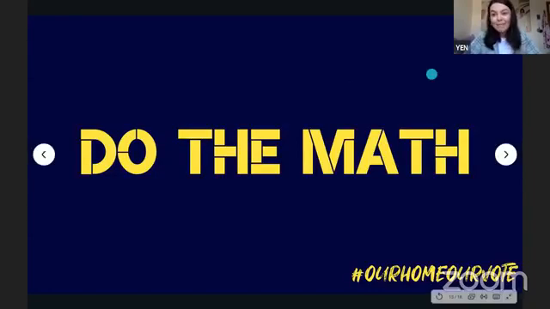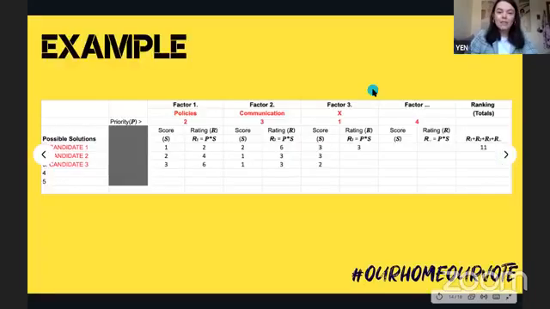So the next part is mathematics, and don't run away. I know some people get really scared when they hear mathematics. It's a scary thing, but this is super basic and really easy to do. So don't worry.